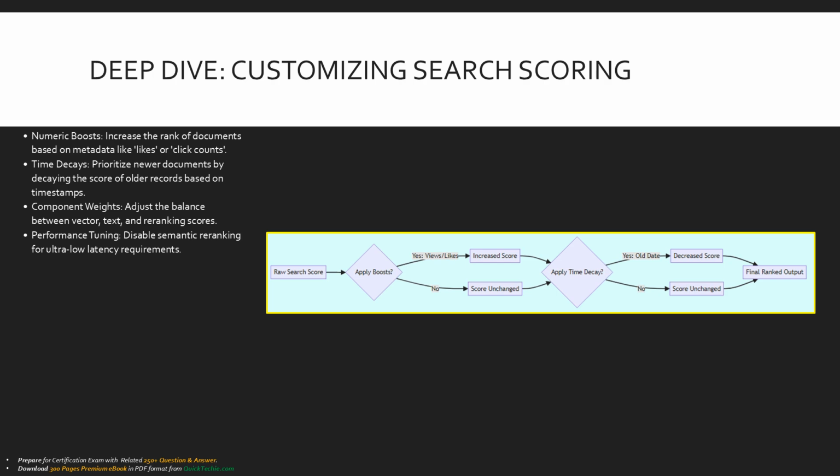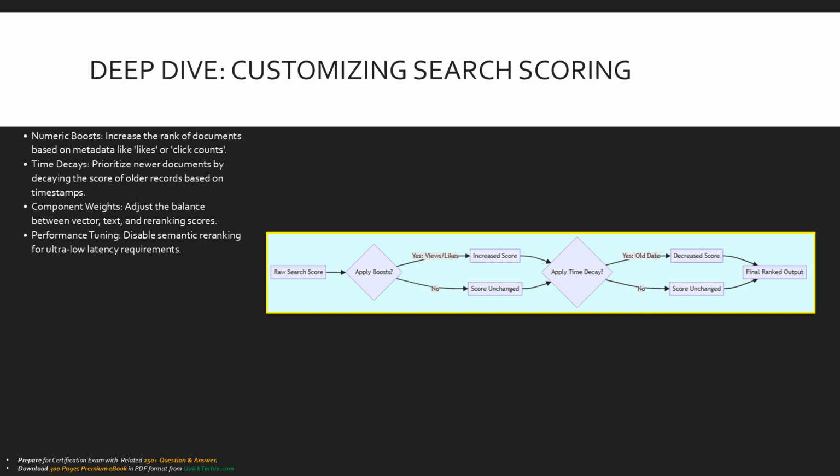You can even override the default component weights, deciding exactly how much influence the vector score has versus the keyword score. Finally, if you are building an application where millisecond latency is absolutely critical, perhaps in high-frequency trading alerts, you can entirely disable the semantic re-ranking step, trading a slight drop in accuracy for maximum speed.